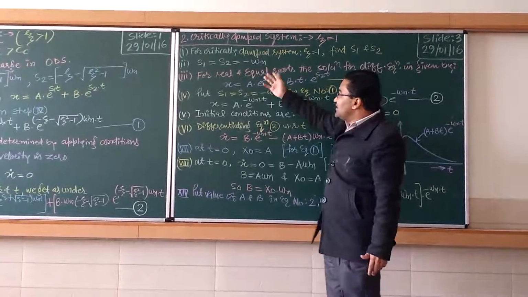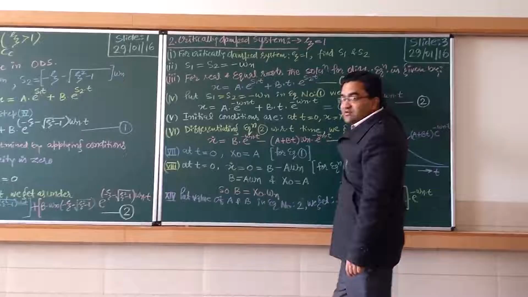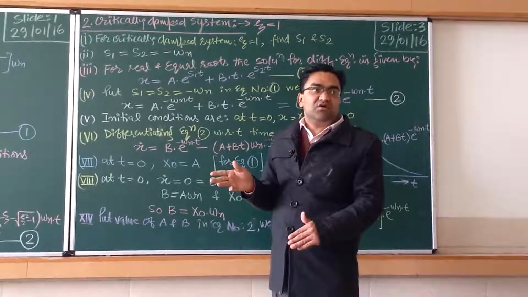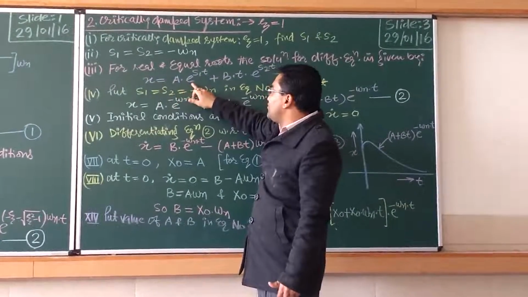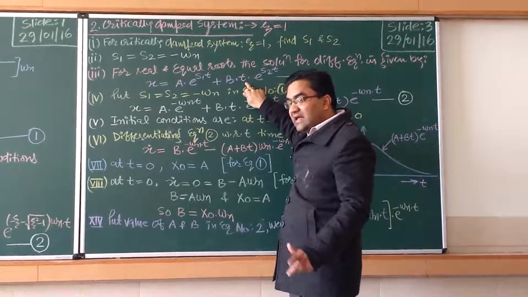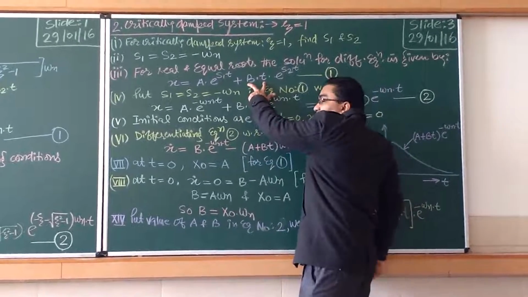Since S1 and S2 are real and equal, the solution for the differential equation in this case will be different as compared to the overdamped system. So x will be equal to A into e raised to power s1t plus B into t into e raised to power s1t. So this is the main point to remember in this case.